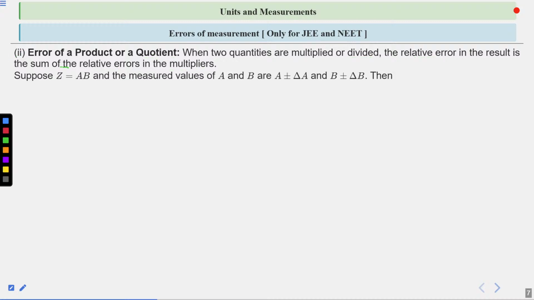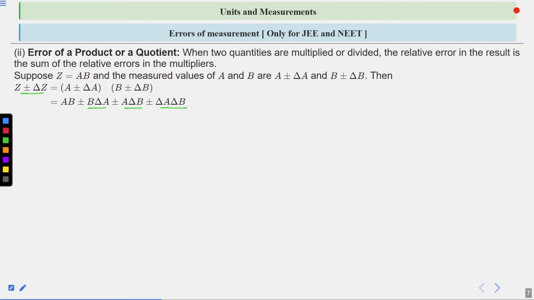So suppose we have the quantity Z equal to AB. Z is a quantity and the measured values of A and B are A plus minus delta A and B plus minus delta B. Then Z plus minus delta Z is equal to A plus minus delta A times B plus minus delta B. So it becomes AB plus minus B delta A plus minus A delta B and plus minus delta A delta B.